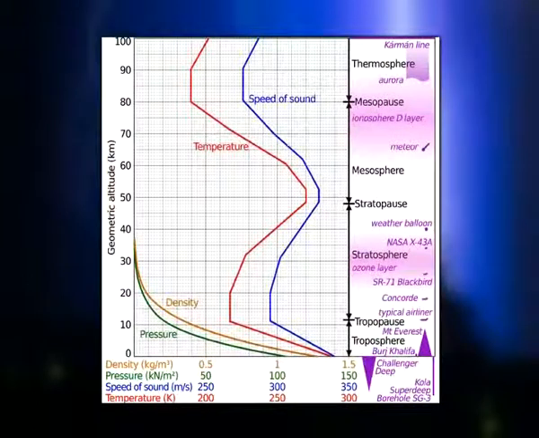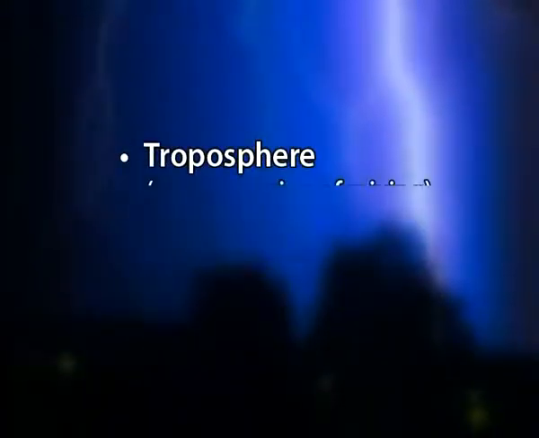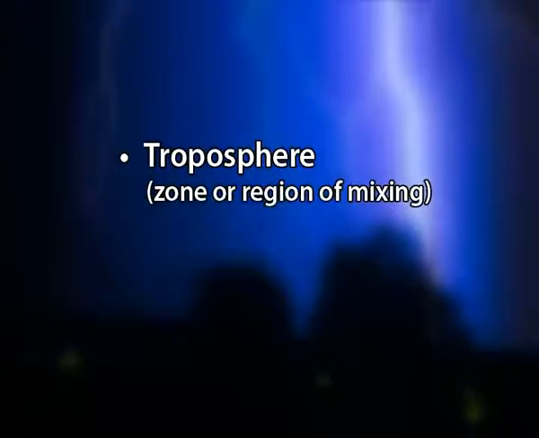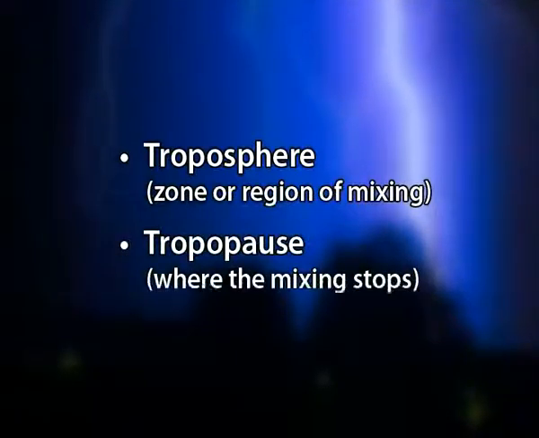The upper region of the troposphere has a narrow boundary called the tropopause, where temperature does not change with altitude. The tropopause is just like a lid over the troposphere where temperature stops decreasing with height. The word troposphere literally means zone or region of mixing, whereas the word tropopause means where the mixing stops.